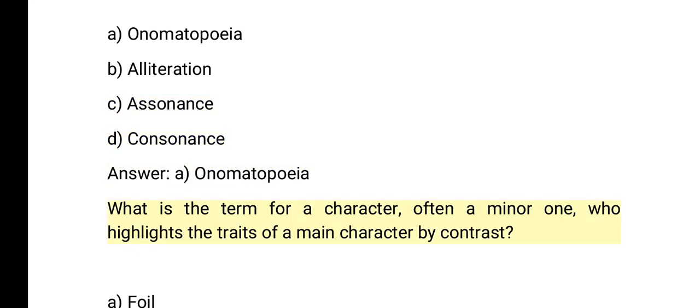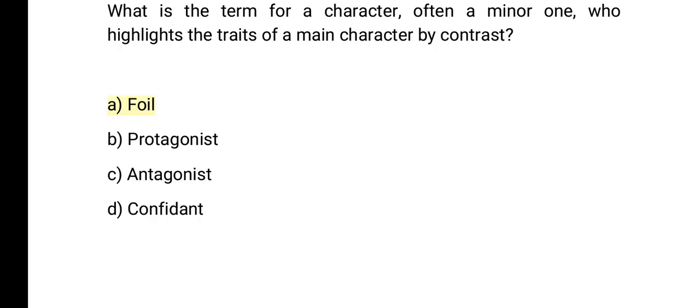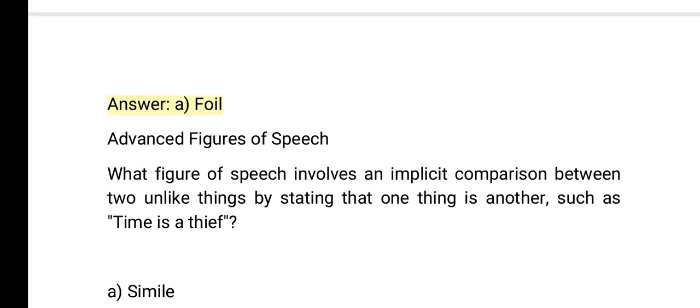What is the term for a character, often a minor one, who highlights the traits of a main character by contrast? A. Foil. B. Protagonist. C. Antagonist. D. Confidant. Answer. A. Foil.